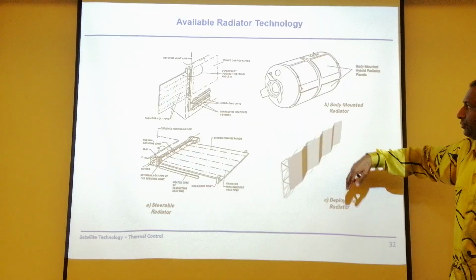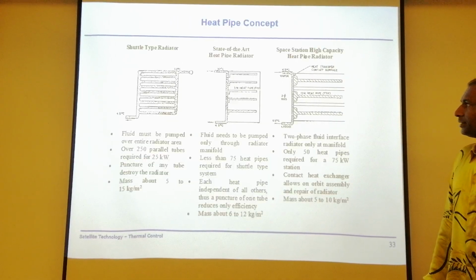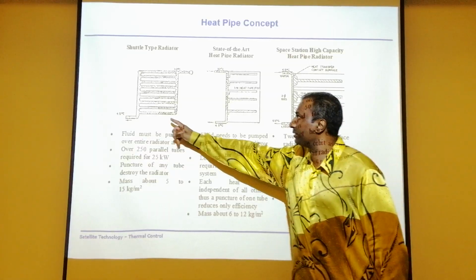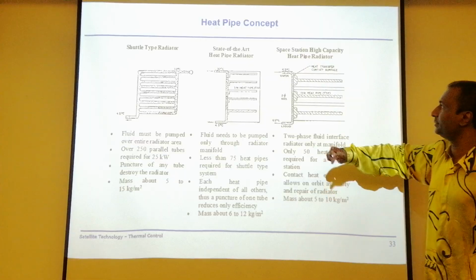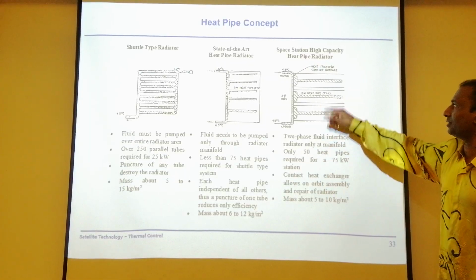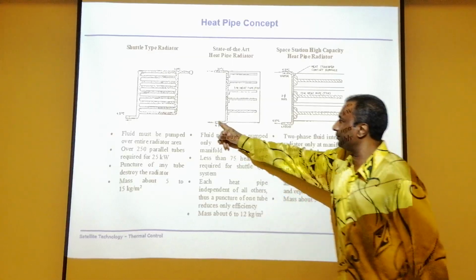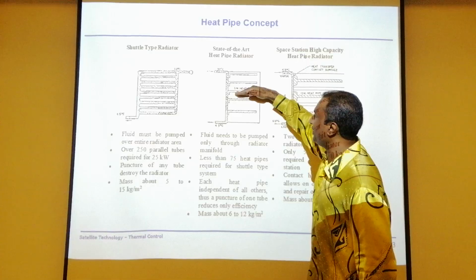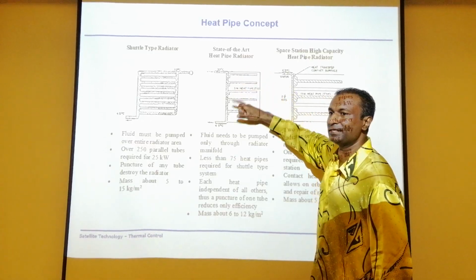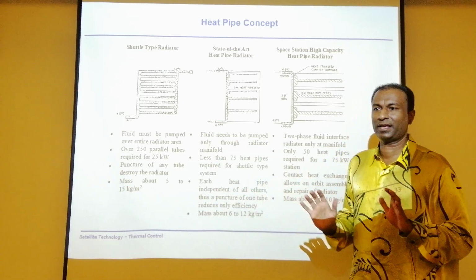Okay, these are for huge ones, these are human capsules. Here I'm giving you the shuttle type radiator. You have a heat pipe radiator, and you have a space station radiator. It's so huge. This will be a pump. What it means is that the heat pipe radiator has fins. All these are fins, basically to increase the surface area so that radiation can happen.